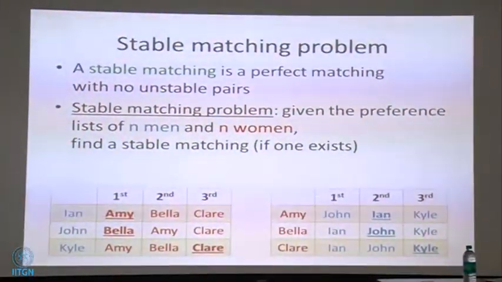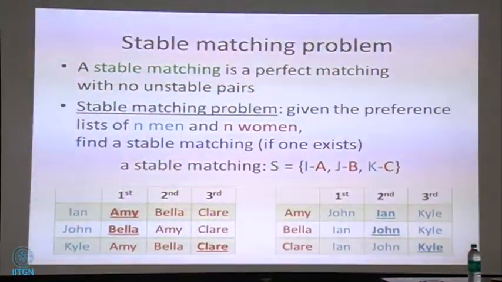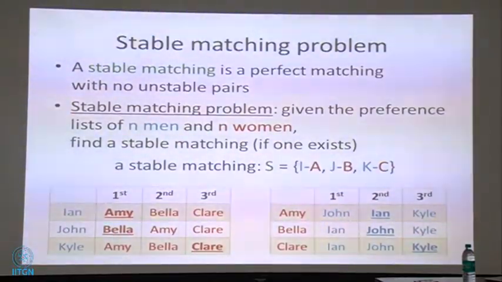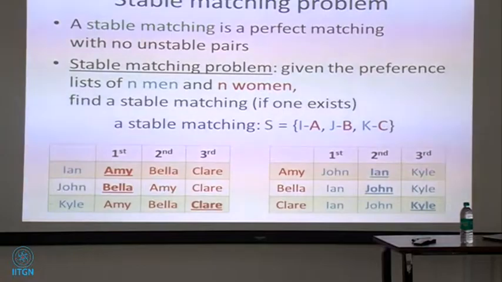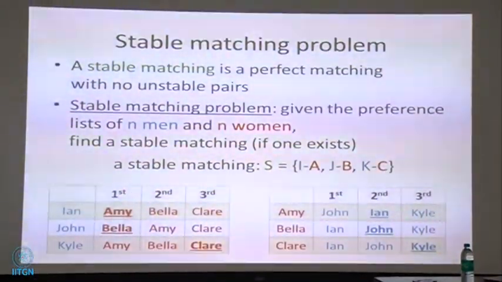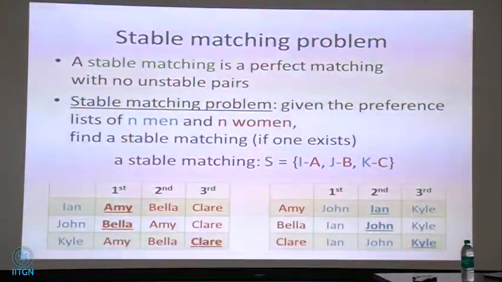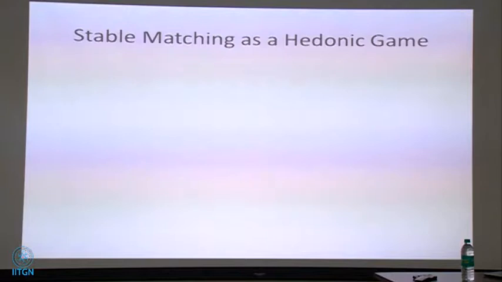So here, for instance, this matching, Ian to Amy, John to Bella, Kyle to Claire, is stable. Why is it stable? Well, by the same argument. Ian is as happy as he can be, so he gets his most preferred partner. John, same thing. Kyle doesn't get his most preferred partner, but no one likes Kyle, as we established. He's ranked last, so neither Amy nor Bella want to deviate with him. So this is stable.